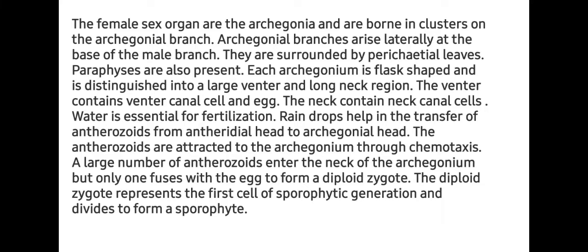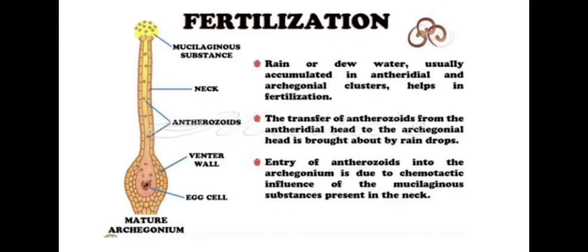Water is essential for fertilization. Raindrops help in the transfer of anthrazoids from the antheridial head to the archegonial head. The anthrazoids are attracted to the archegonium through chemotaxis. That is why there is chemical secretion in the form of mucilage. A large number of anthrazoids enter the neck of the archegonium, but only one fuses with the egg to form a diploid zygote. The diploid zygote represents the first cell of the sporophytic generation and divides to form a sporophyte.